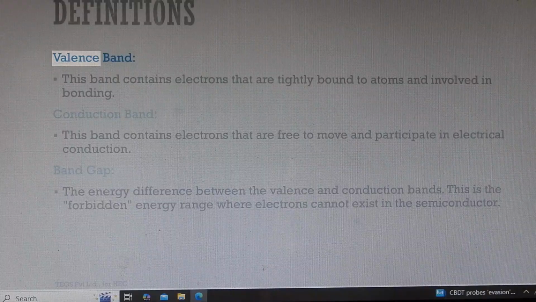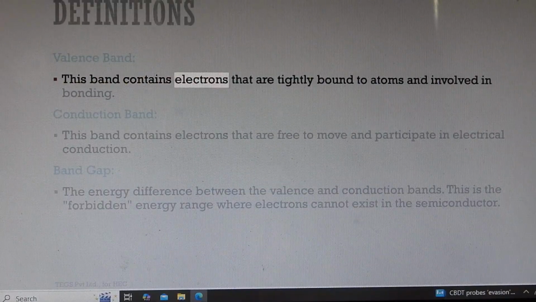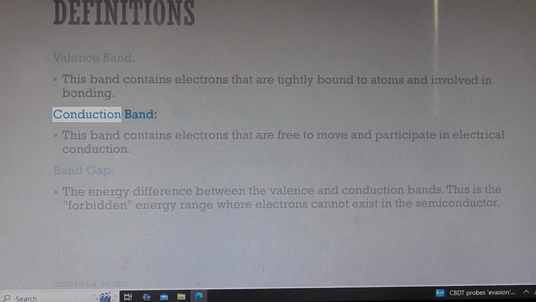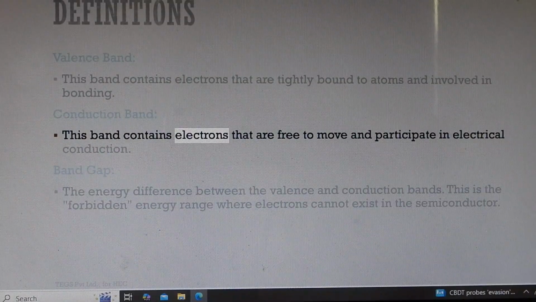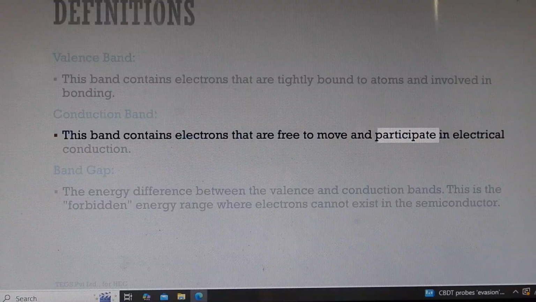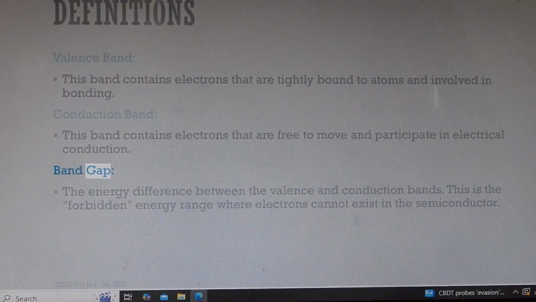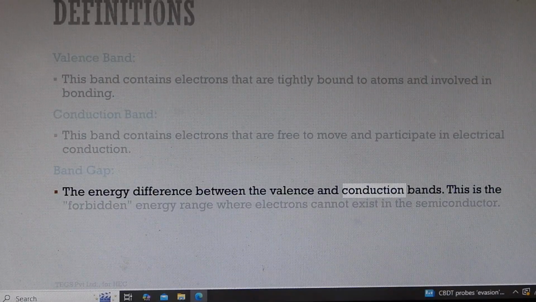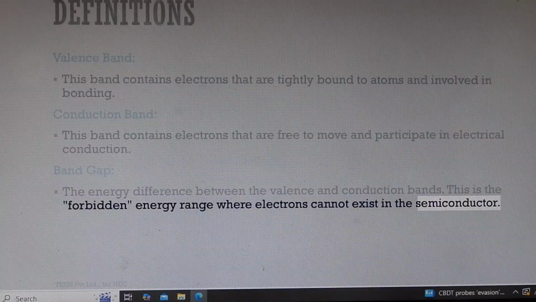Definitions. Valence band: this band contains electrons that are tightly bound to atoms and involved in bonding. Conduction band: this band contains electrons that are free to move and participate in electrical conduction. Band gap: the energy difference between the valence and conduction bands. This is the forbidden energy range where electrons cannot exist in the semiconductor.